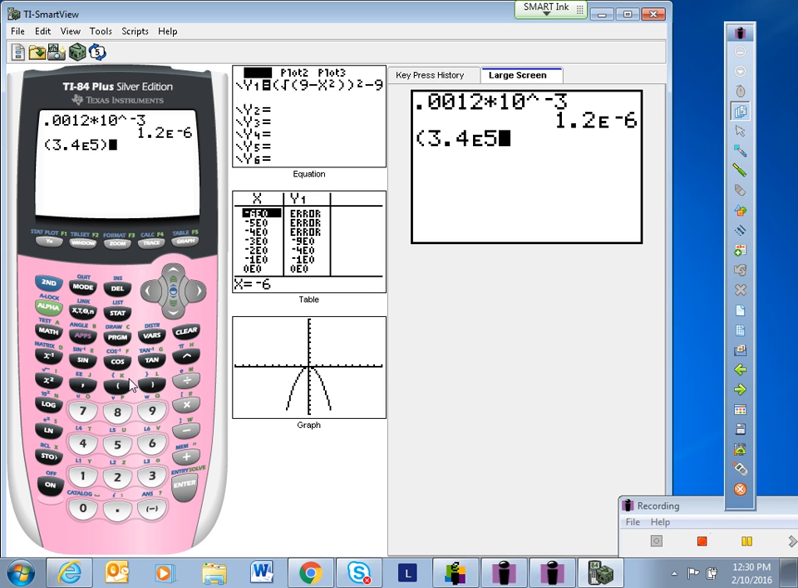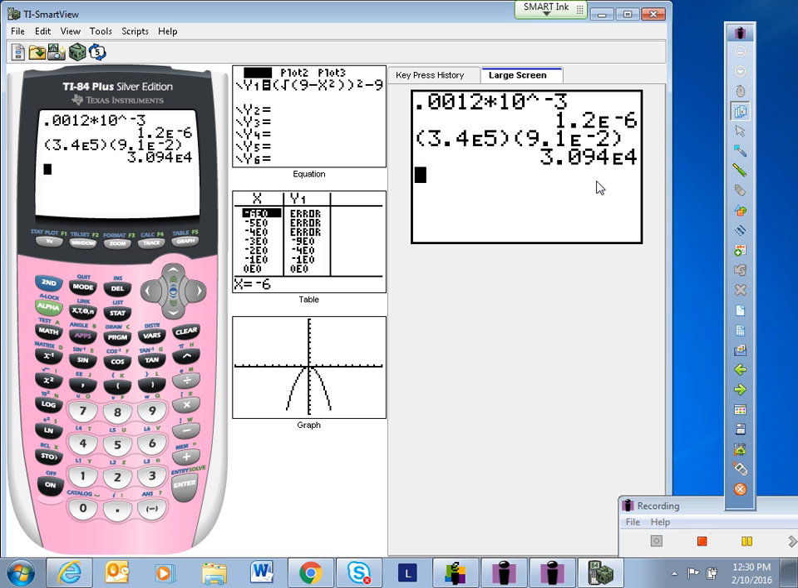You can close the parentheses, open them again. What was it, 9.1? Times 10 to the what? Negative 2. Close it. And notice that it gives it to me in proper scientific notation. So 3.094 times 10 to the 4th is what you would have to write down on the paper.